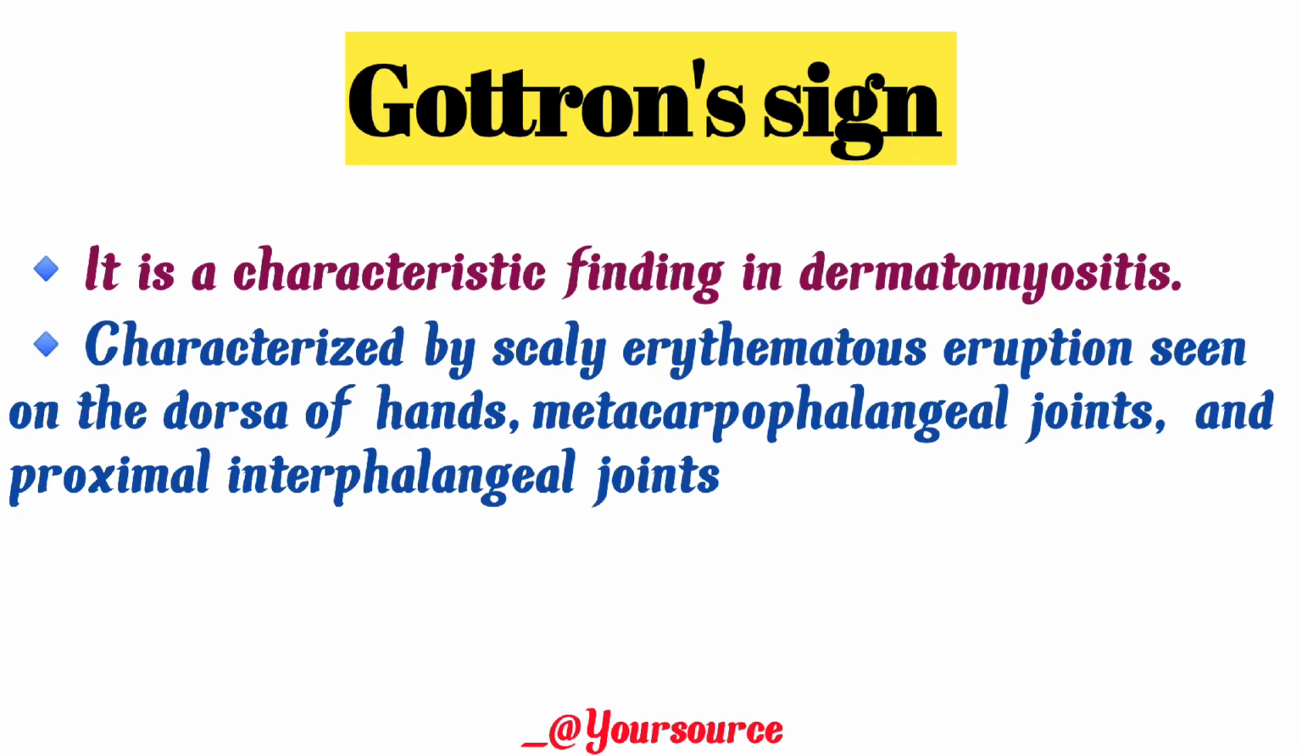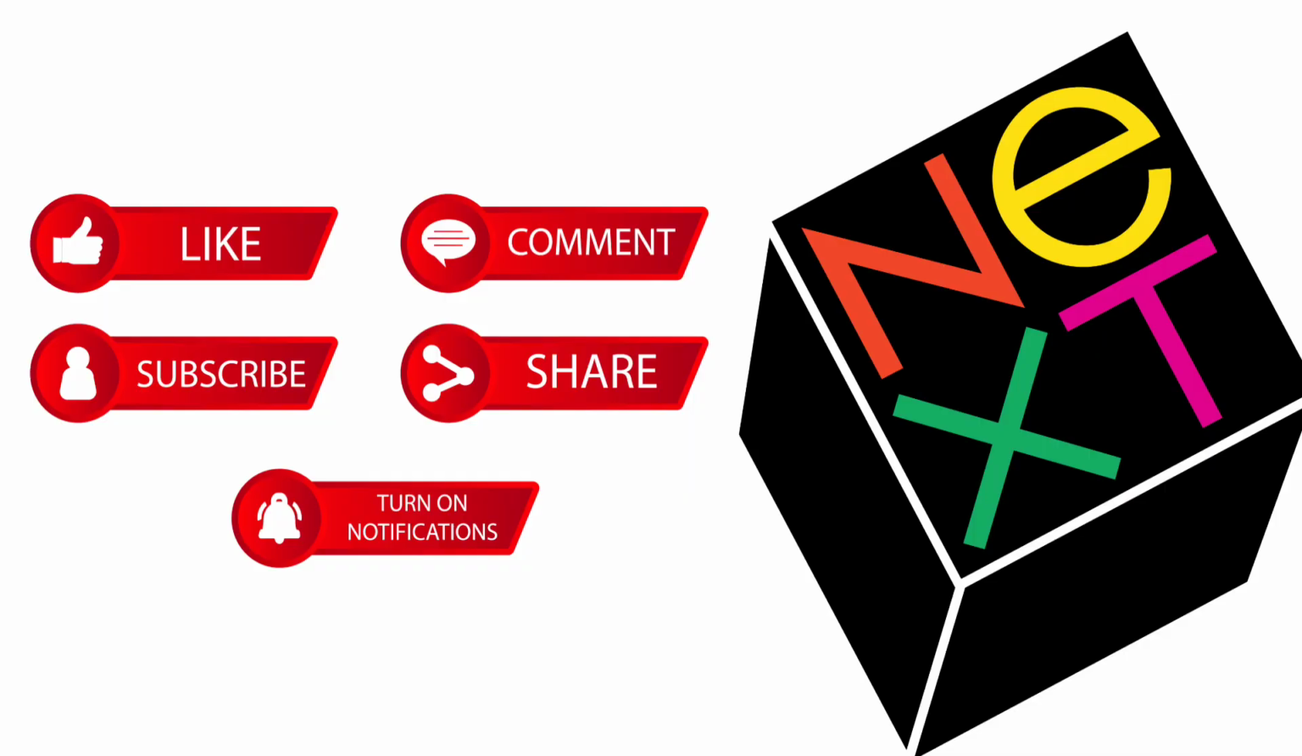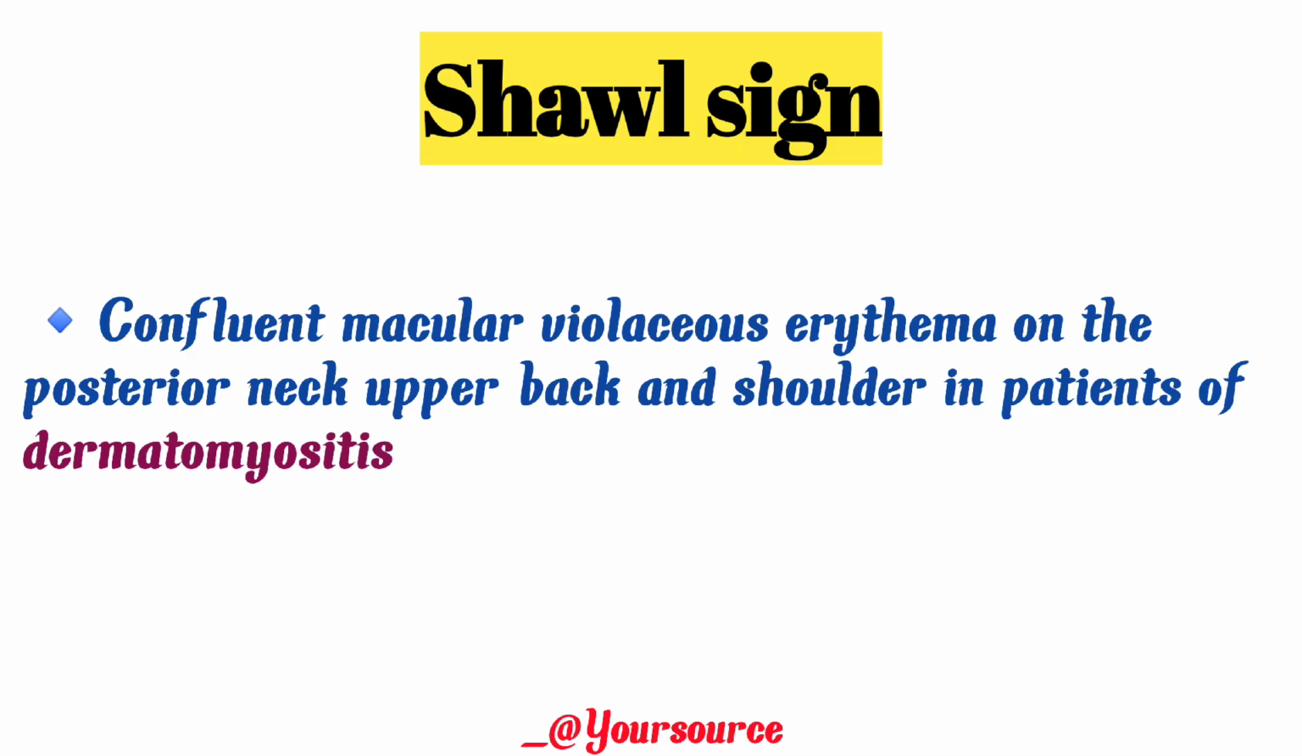Gottron's sign. It is a characteristic finding in dermatomyositis, characterized by a scaly erythematous eruption seen on the dorsa of hands, metacarpophalangeal joints, and proximal interphalangeal joints. Shawl sign. Confluent macular violaceous erythema on the posterior neck, upper back, and shoulder in patients of dermatomyositis.